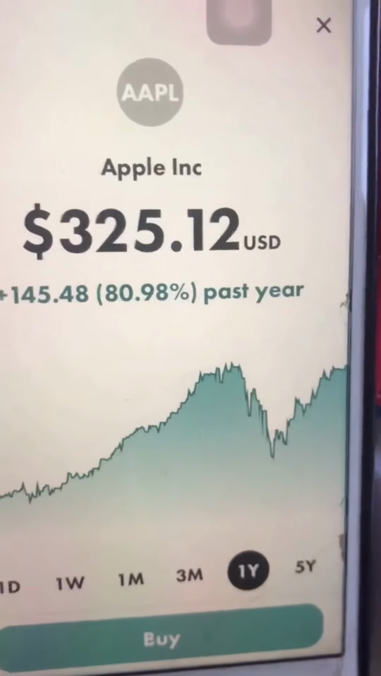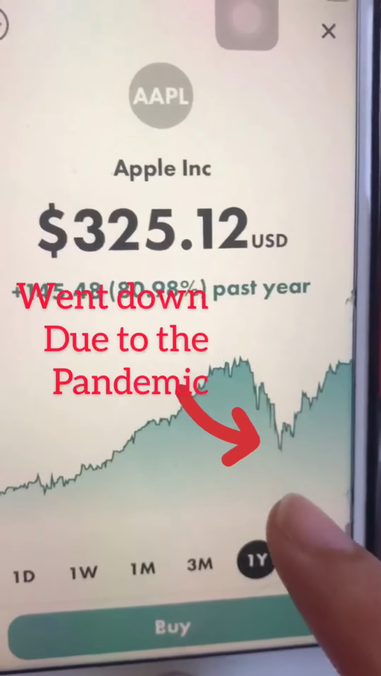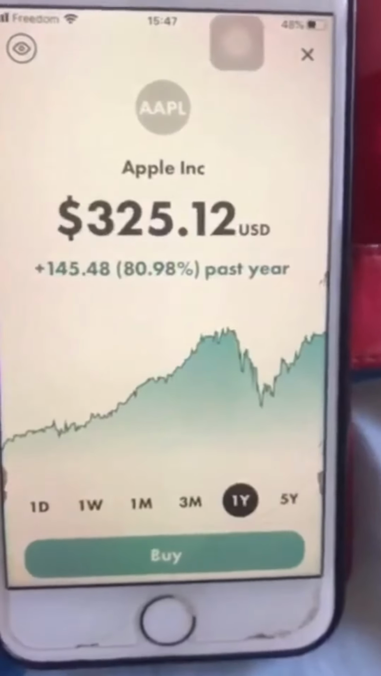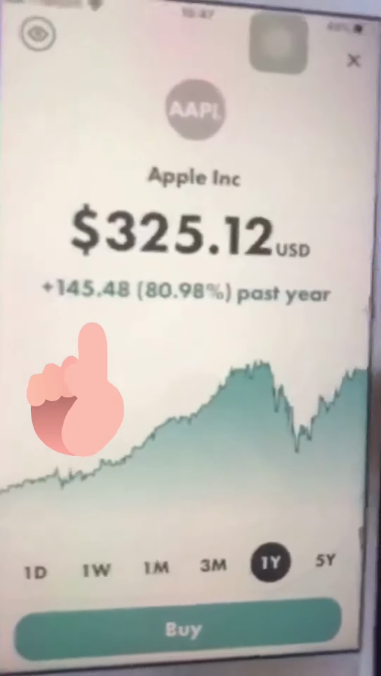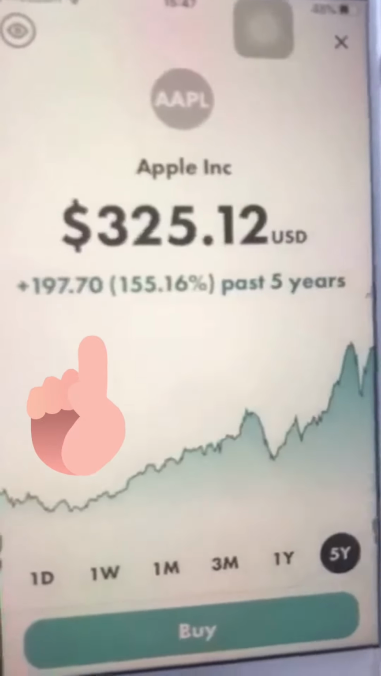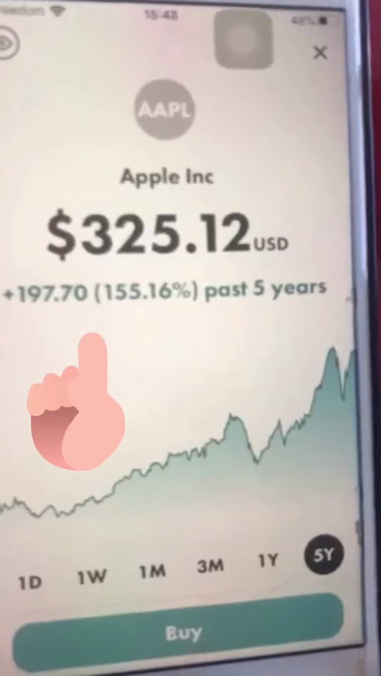So over the year, it's up, but during this point, as you can see, it went down by quite a lot. So when searching for stocks, you want to find stocks that are going up over the long run. So you look at the 1 year and the 5 year. It should be in an uptrend. That's how you know that you're investing in a quality stock.